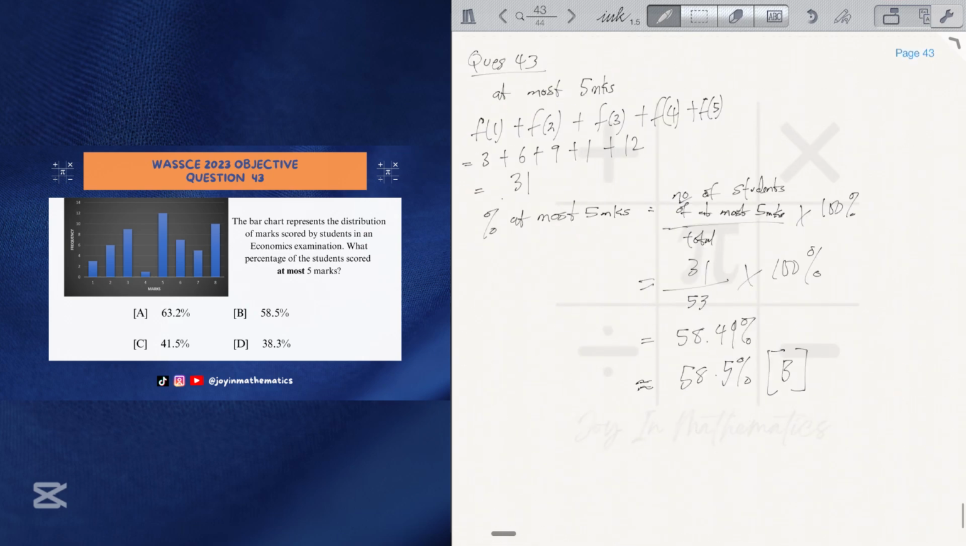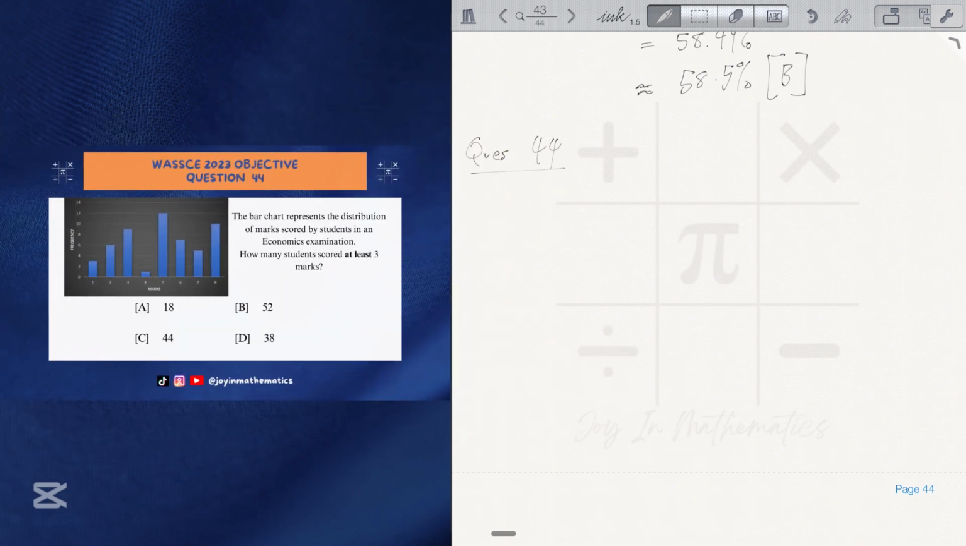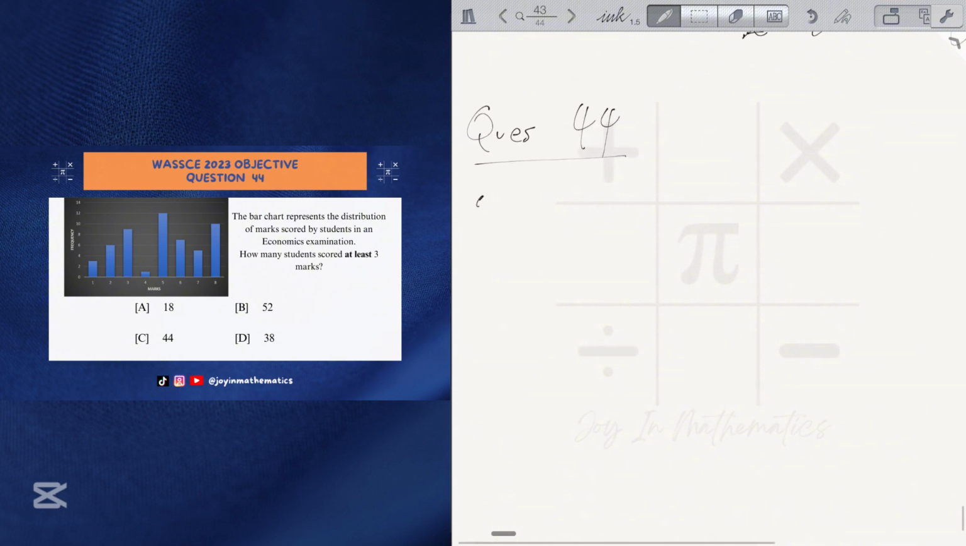Now let's move on to the last question, which is question 44. Same bar chart, but a different question. The question says, how many students scored at least 3 marks? At least 3 marks means greater than or equal to 3.